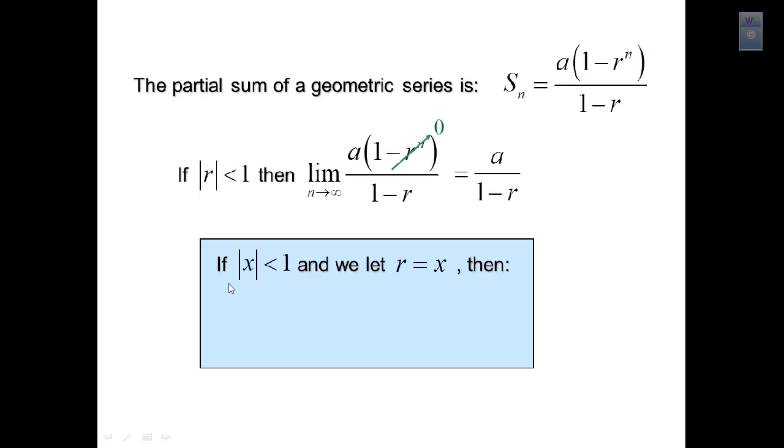All right, now if the absolute value of x is less than 1, and we let r equal x, then we get 1 plus x plus x squared plus x to the third plus dot dot dot. And that is going to approach the value of 1 over 1 minus x.